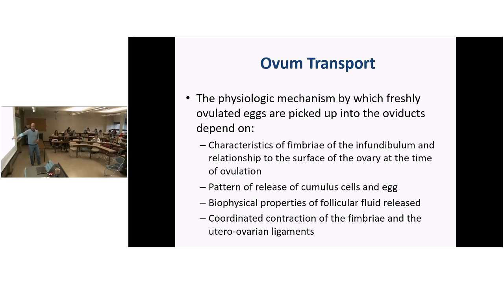As I said, it releases the cumulus cells and the egg. Some of the fluid from the inside of the follicle also goes inside, and it will be somewhat important too. You're going to have lots of movement at that point. After that, you're going to have lots of transformation in the ovary, because that ovulated follicle will slowly be transformed into the corpus luteum. On the other side, you start to have the movement of the egg towards the center of the oviduct.